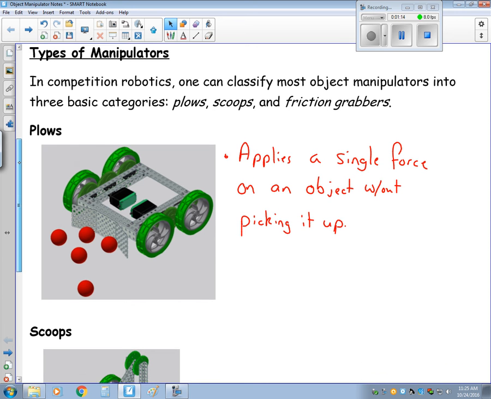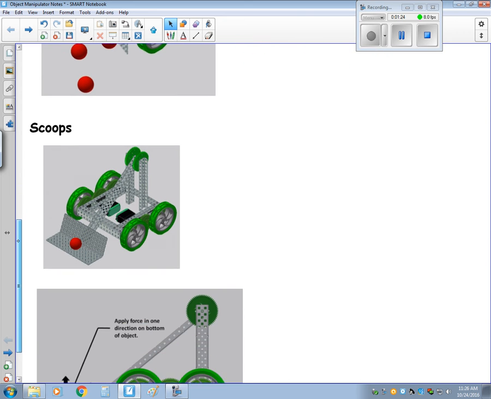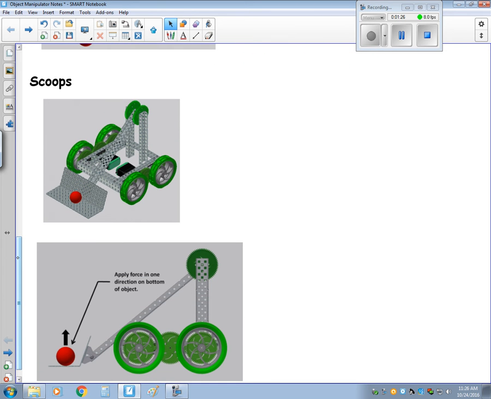It's the most basic kind. It's the simplest kind. In many ways, it's the easiest kind. But it's the plow. The next type is a scoop. There are many different types of scoops. This applies a force underneath of an object to elevate it.